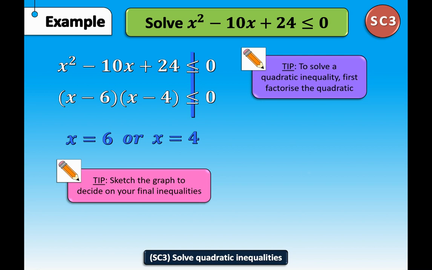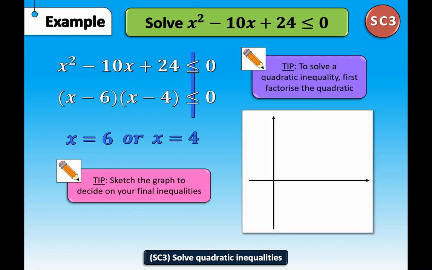So now we do a quick sketch of the graph. So we know it's going to be a U shape that crosses the x-axis at 4 and 6. Now we want to solve this quadratic when it's less than or equal to 0. So that's the bit that's below the x-axis.